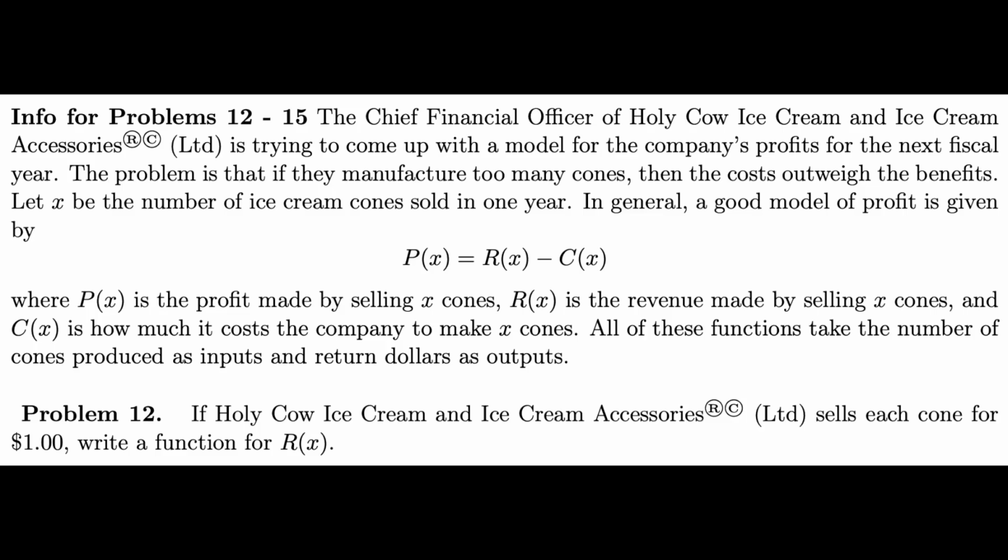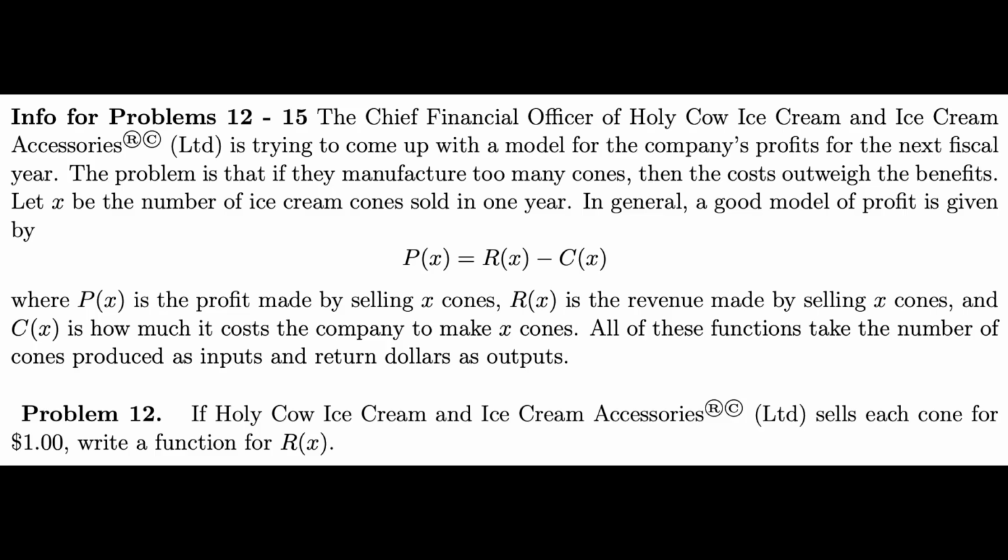In general, a good model of profit is given by P of X equals R of X minus C of X, where P of X is the profit made by selling X cones, R of X is the revenue made by selling X cones, and C of X is how much it costs the company to make X cones. All of these functions take the number of cones produced as inputs and return dollars as outputs.